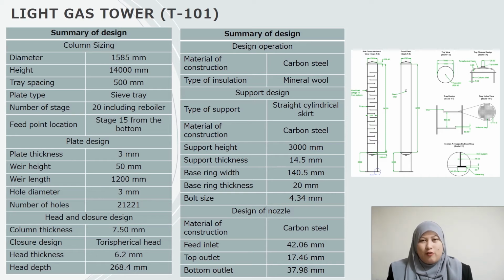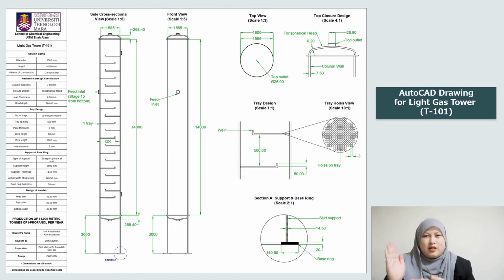The chosen material of construction is carbon steel since it is widely used in the industry, and the selection needs to take into consideration the compatibility of the material with the working environment. The number of stages is 20 stages including reboiler, and the feed point location is at stage 15 from the bottom. The type of support chosen is the straight cylindrical support with the chosen material of construction being carbon steel. This is the AutoCAD drawing for the light gas tower with the design specifications from the summary table.